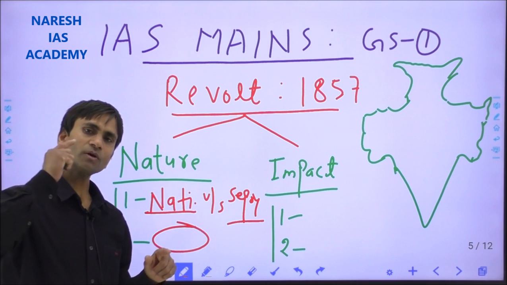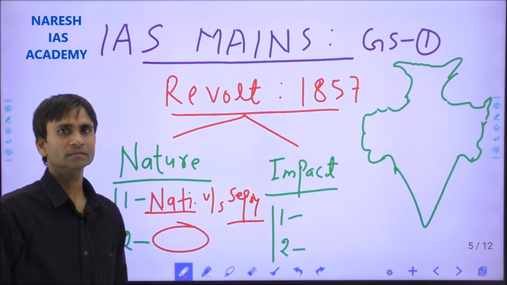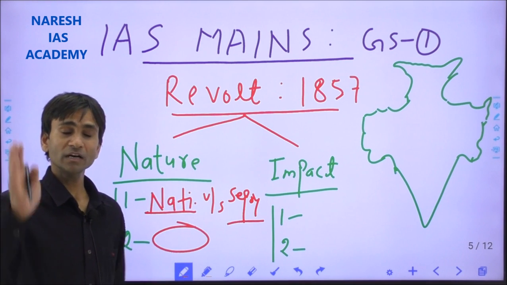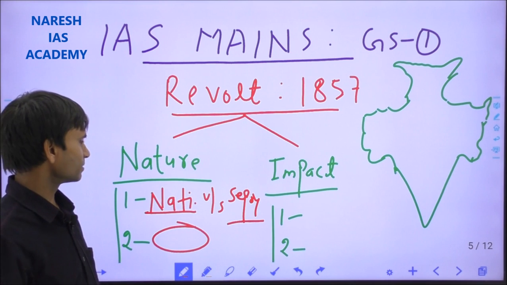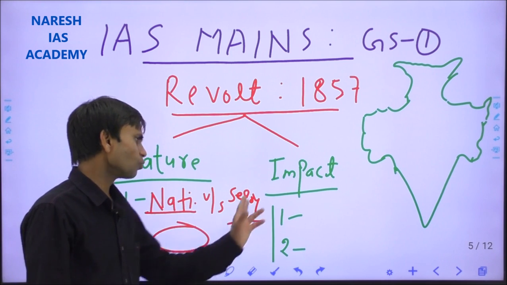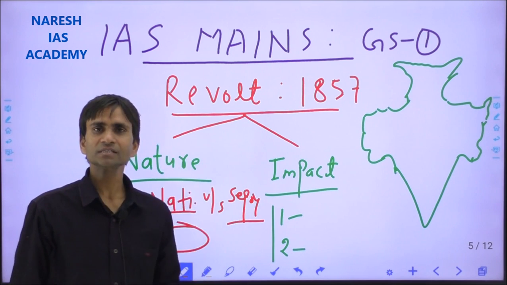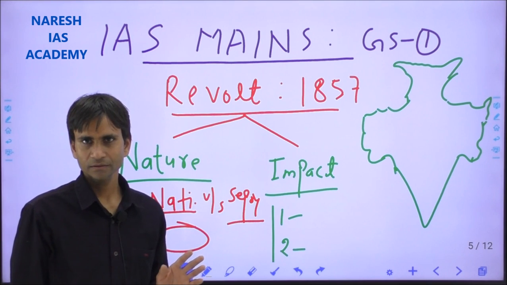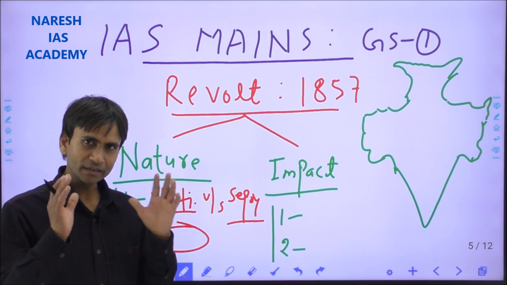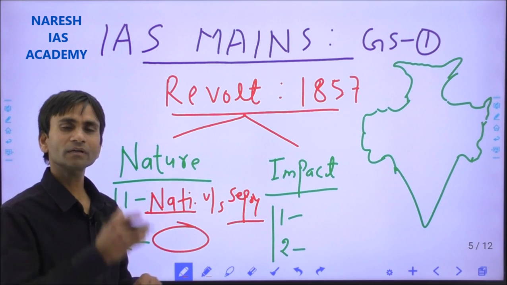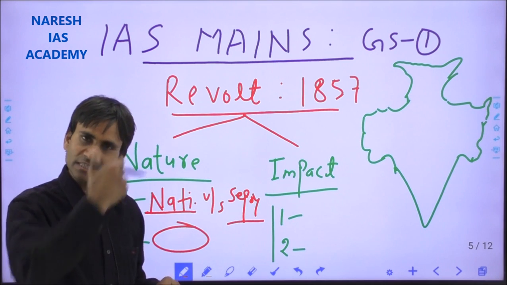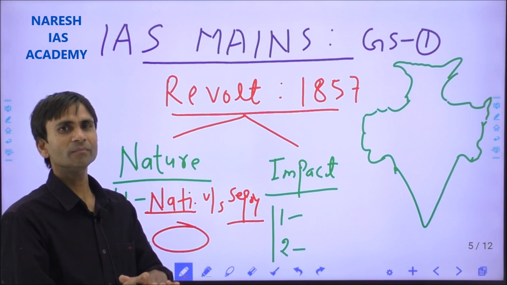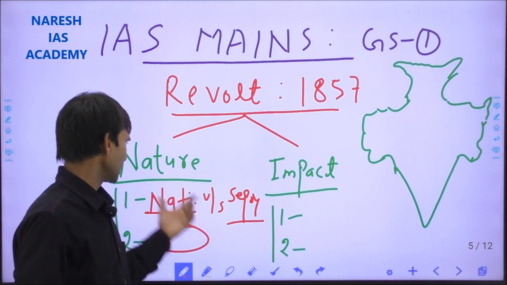Many scholars on the other end not only opposed but criticized it. This was Ramesh Chandra Majumdar, R.C. Majumdar, who criticized that it was not first, not national, and not a freedom struggle. So now we have to understand the elements and symbols on which we can put the nationalist theory.